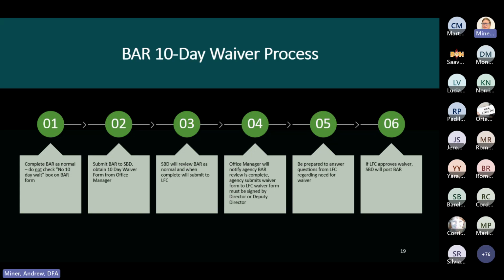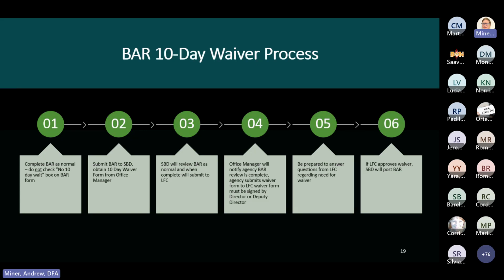So if you want to request a waiver to the 10-day period, you're going to complete the bar as normal. Don't check the no 10-day wait box. Again, that's only for federal bars. Submit the bar to us like normal, and you can get a 10-day waiver form from our office manager. You can fill that out.